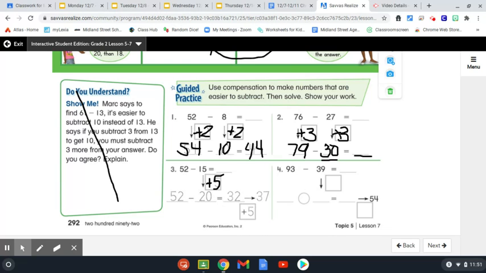52 take away 20 equals, if you look on your number chart, go backwards. 52 take away 20 equals 32, but you also have to add 5 because we didn't add 5 on this side. Like up here, they're adding 5 to the total. So 32 plus 5 would give you 37.